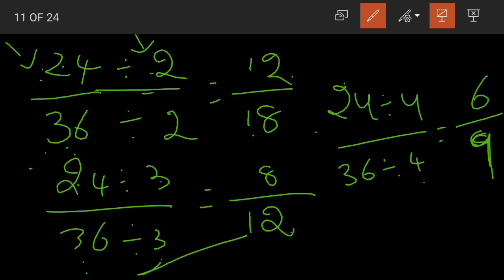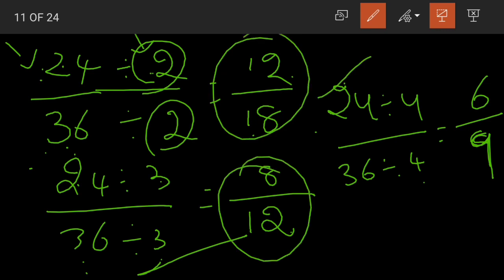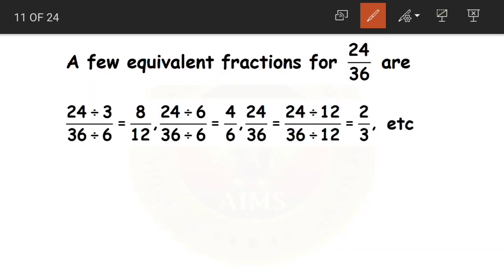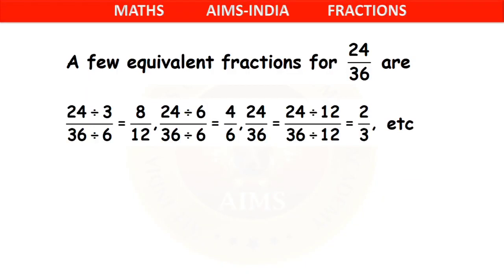So if we have a number which will exactly divide both the numerator and denominator, we can go for division and find out the equivalent fractions. If we do not, we can simply go for multiplying both the numerator and denominator with the same non-zero digit to get our equivalent fractions. Clear students? We have learnt about how to find equivalent fractions using both multiplication and division here. Yes, I hope this was clear.